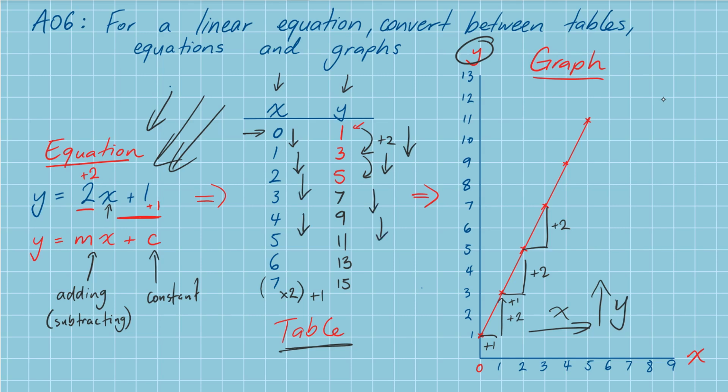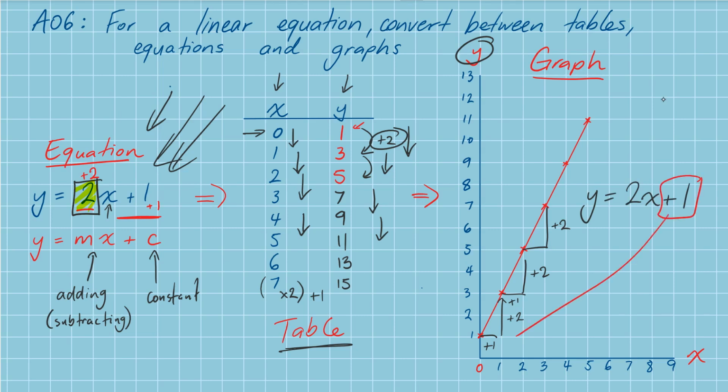And just to recap, the reason that this is increasing by 2 every single time is because of this guy right here. So if we have a look at that equation again, we've got y equals 2x plus 1. This 1 leads to this starting point. This identifies the y-intercept, the starting point of that line, and the 2x identifies the slope or the gradient of that graph.